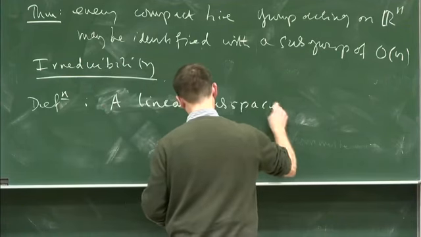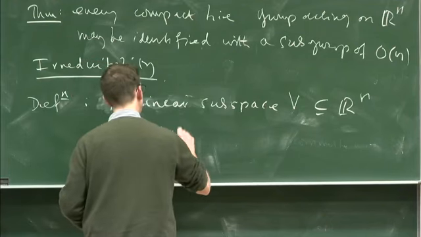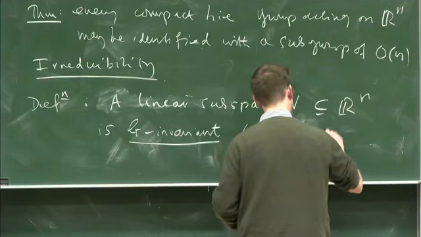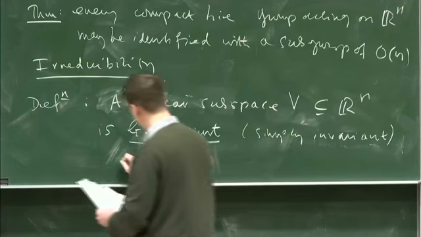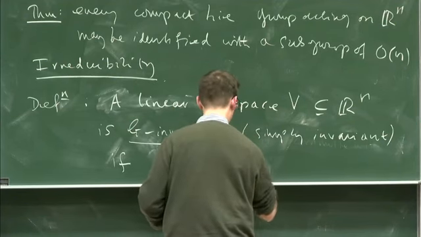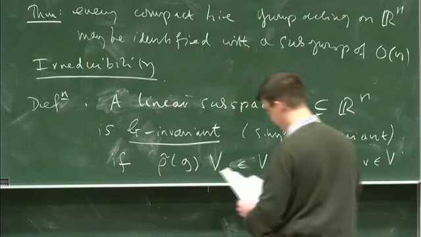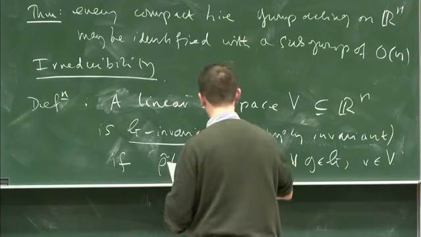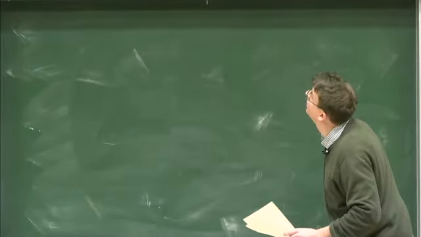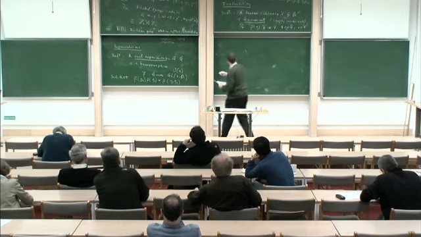So a linear subspace V in Rn is going to be said to be G invariant, or simply invariant, if rho tilde G acting on V is in V for all G in the group and little v in V. It's invertible, so it's big or small. Okay, so I have an idea of an invariant subspace.